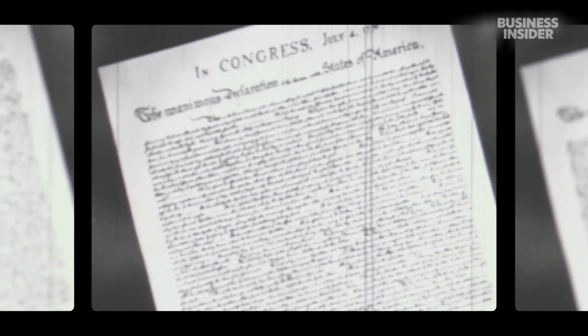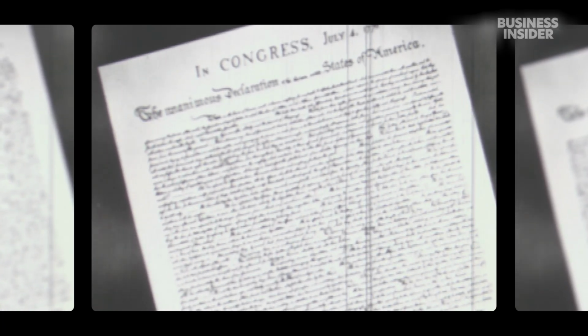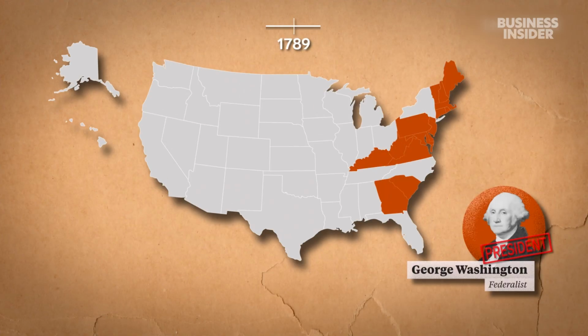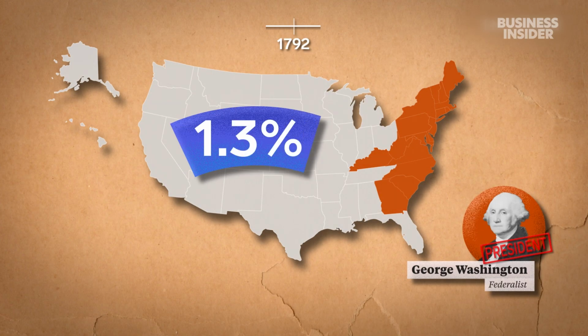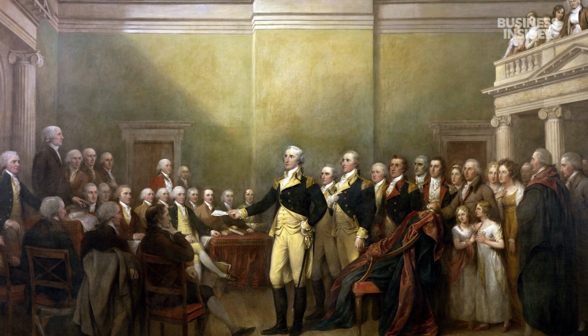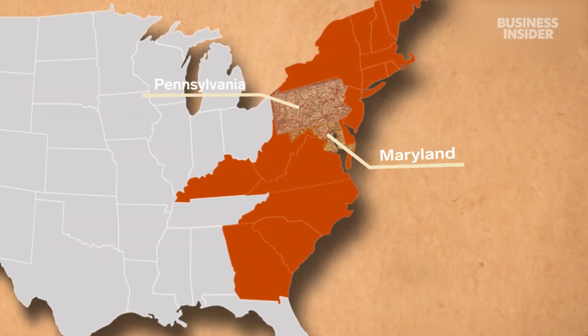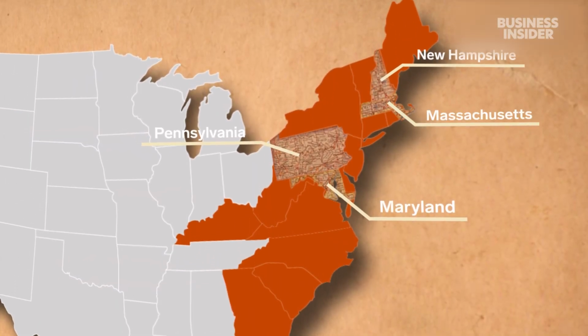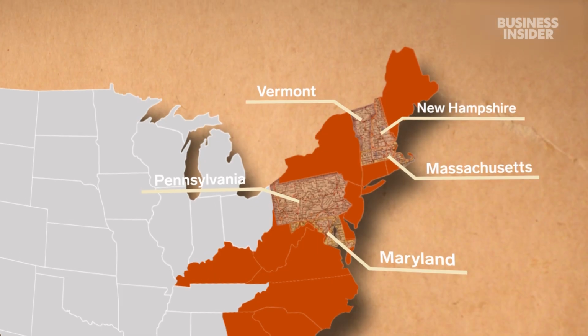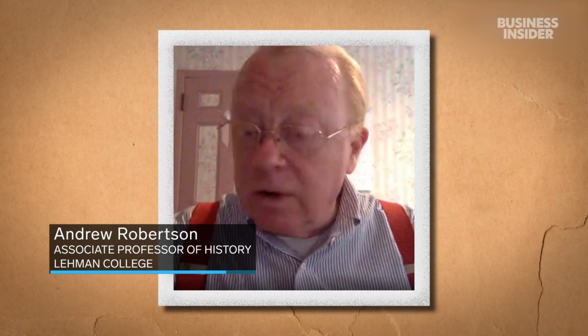13 years after the signing of the Declaration of Independence, George Washington is elected the first president of the Union in 1789. He easily wins a second term. But only about 1.3% of the country's population casts a ballot. In most states, only white men who own property can vote, with some exceptions. Pennsylvania, Maryland, New Hampshire, Massachusetts, Vermont, all allowed free people of color to vote on exactly the same basis as their white neighbors, and without property requirements.